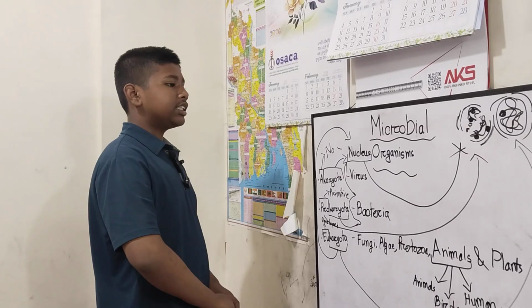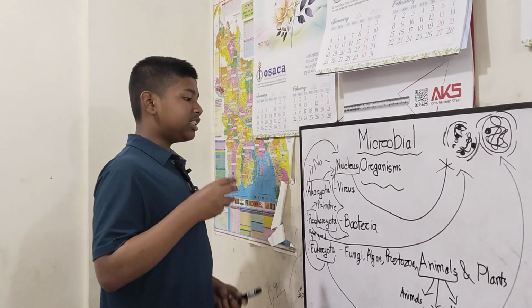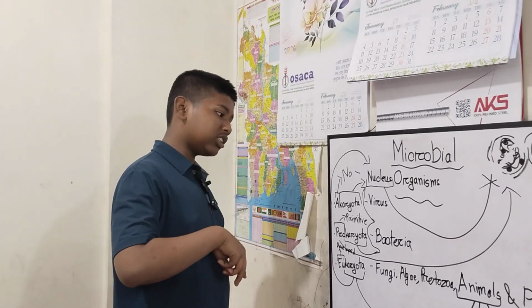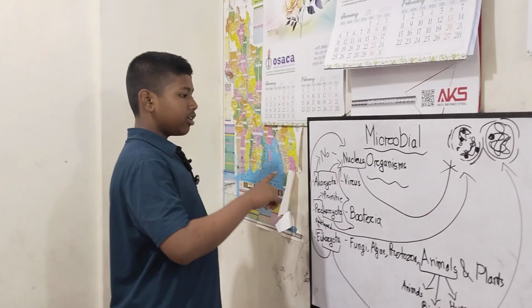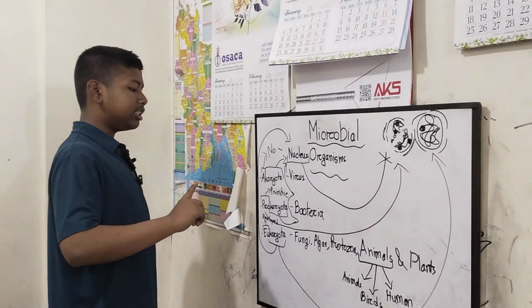Now, let's make a summary. Microbial organisms. We have learned that there are three types depending on the presence and absence of nucleus. Akaryota, no nucleus; prokaryota, primitive nucleus; and eukaryota, developed nucleus.